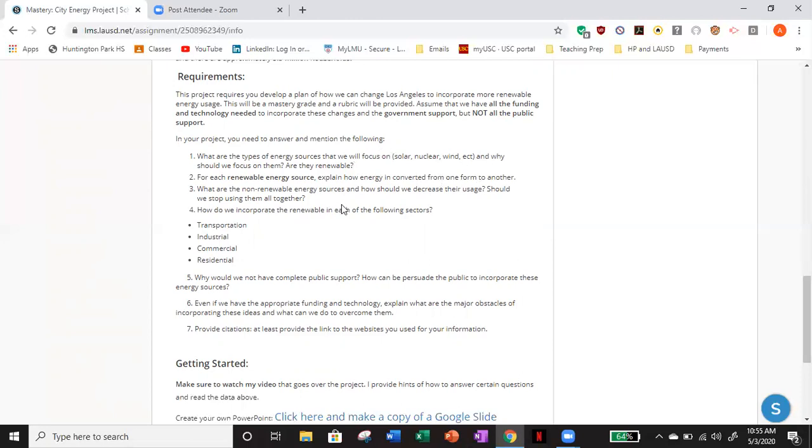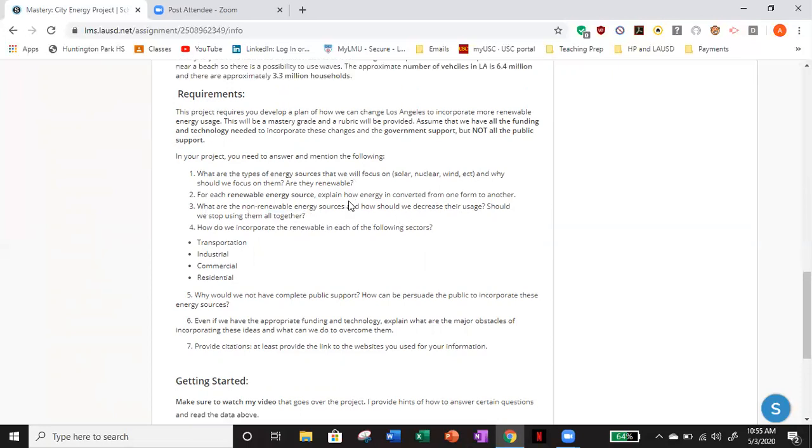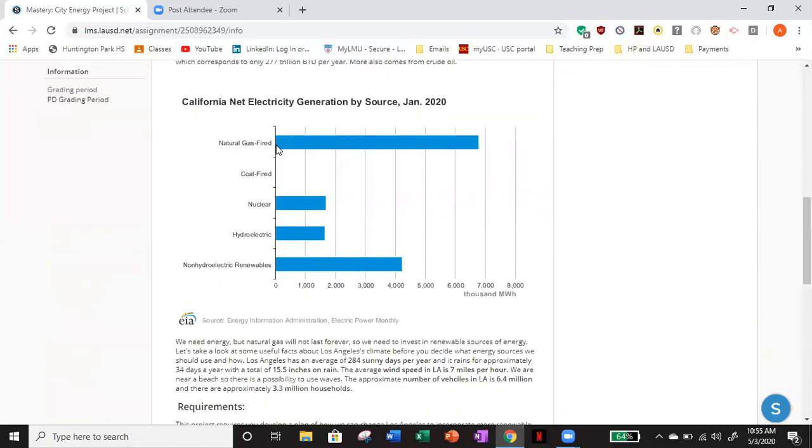What are the non-renewable energy sources and how should we decrease their usage? Or should we stop using them altogether? This is more of an opinion. You should definitely decrease them, but should we stop using them? When we look back here, we see natural gas was the most used. How can we decrease it, and is it important that we decrease it, or should we not use it altogether?